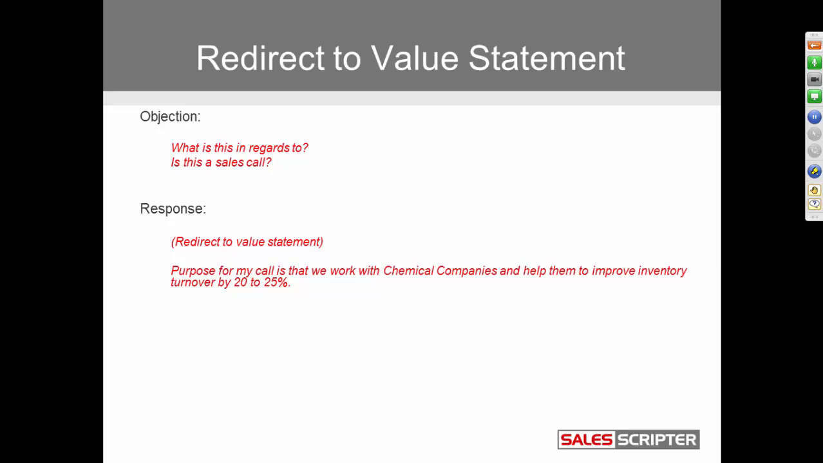What is this in regards to is one of a gatekeeper's favorite questions to ask. The comply response would be to say, either yes, this is a sales call, or, I'm calling to schedule a meeting, I'm calling to have an introductory conversation. Anything that actually says what you're calling to do is going to be complying with this objection. We don't want to do that, because it basically alerts them: get rid of me.